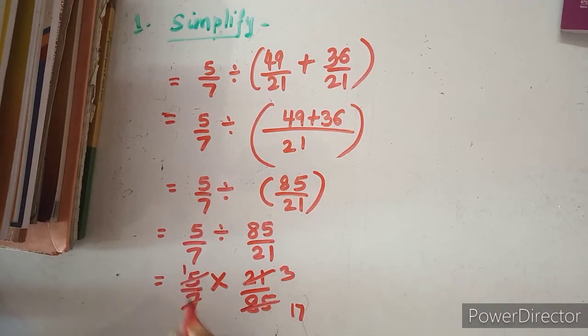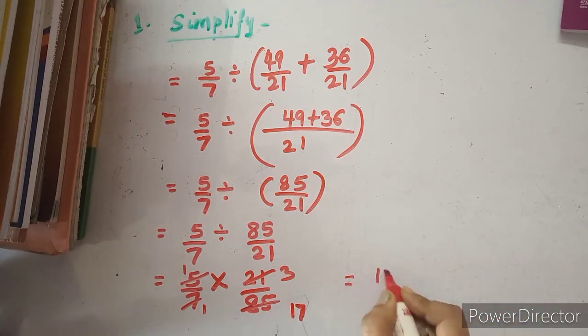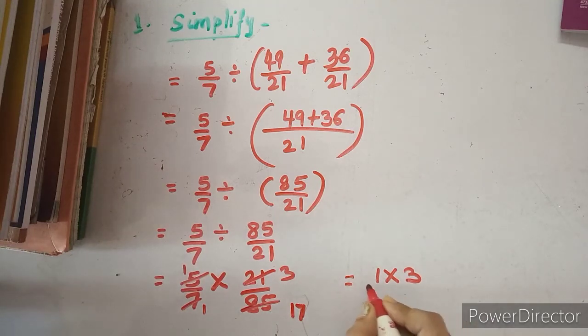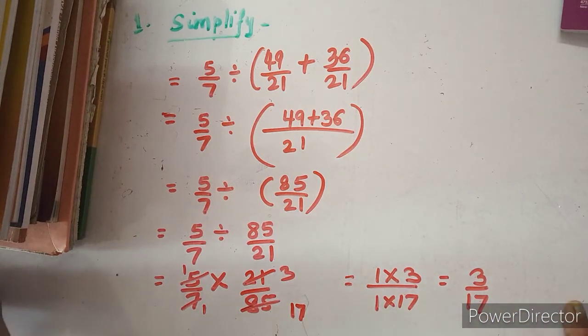Now see, 5 ones are 5 and 5 seventeens are 85, and 7 ones are 7 and 7 threes are 21. So you are getting as numerator 1 multiplied by 3, and in the denominator you are getting 1 multiplied by 17. So your number comes as 3 upon 17. So you have simplified the given number to 3 upon 17. So your answer is 3 upon 17.